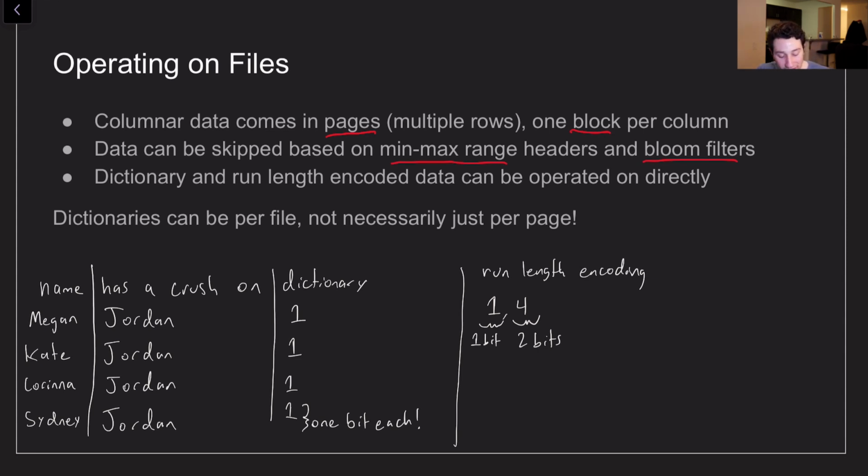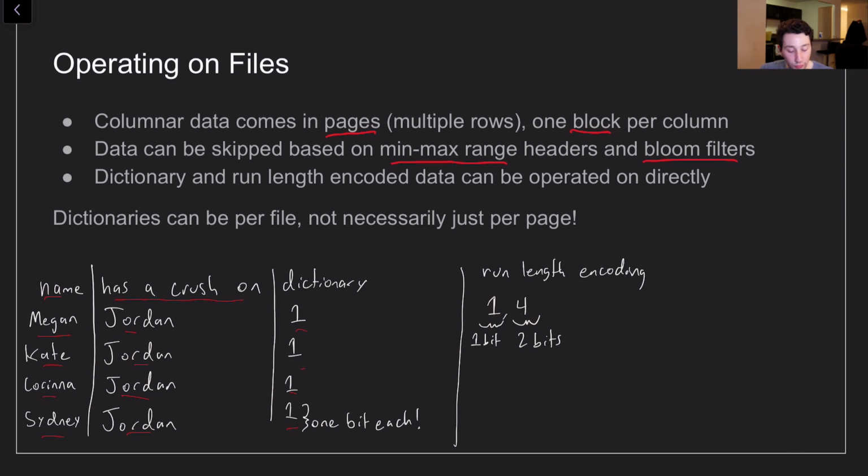So what would be an example of a dictionary? Well, let's say we have this table right here where we've got a name field and who they have a crush on. Note how in this who you have a crush on category, Megan likes Jordan, Kate likes Jordan, Corinna likes Jordan, and Sydney Sweeney also likes Jordan. So if we need a dictionary to represent that column, it only has to have one value. And if it only has one value, that means we only need one bit to represent the entire column, which is really great. That's going to save us a lot of space.